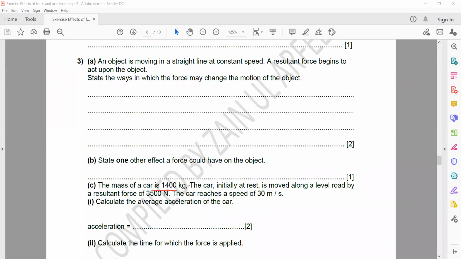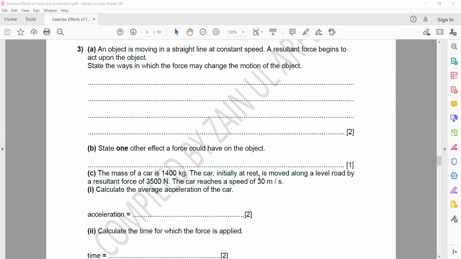The mass of the car is 1400. Initially it was at rest and it moved along a road by a resultant force of 3500. The car reaches a speed of 30 meters per second. What is the average acceleration? How to find the acceleration? You have the formula F equals ma. The force is equal to mass multiplied by acceleration. The force is 3500.